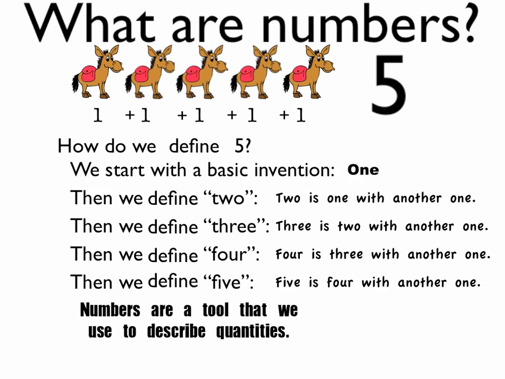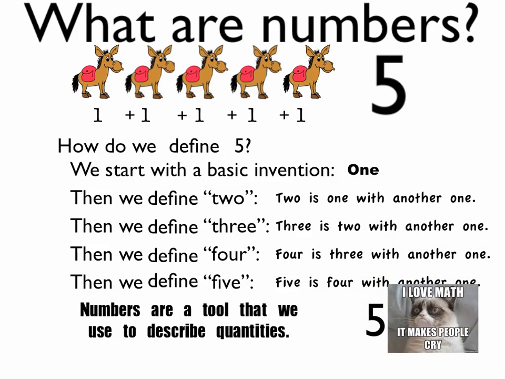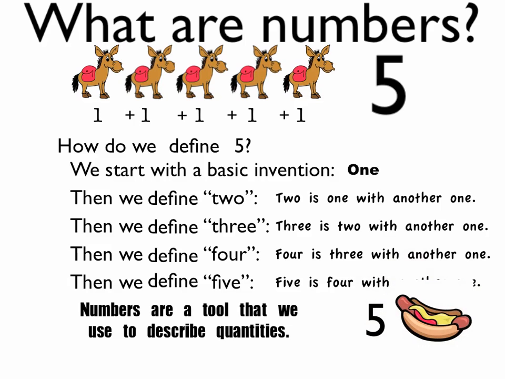And the great thing about these ideas is once we've defined this idea of 5 for donkeys, we can use it to describe all sorts of things. We could say that we have 5 donkeys, or 5 kitty cats, or 5 grumpy cats, or 5 hot dogs. Oh, I'm hungry. We could even say that we have 5 of another number. But all by itself, essentially what 5 is, it's counting 5 ones. It's the idea of having a 1 with a 1 with a 1 with a 1 with a 1.